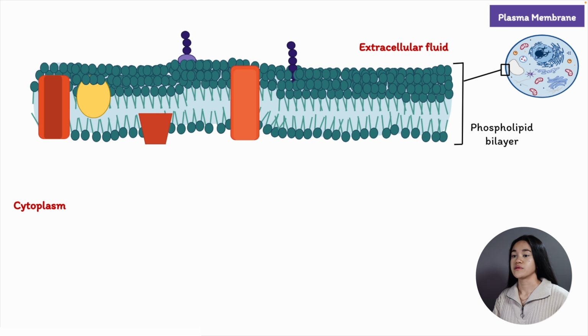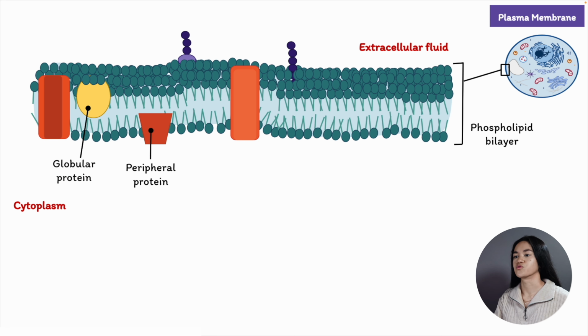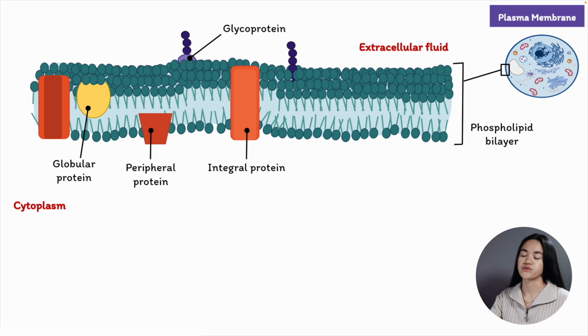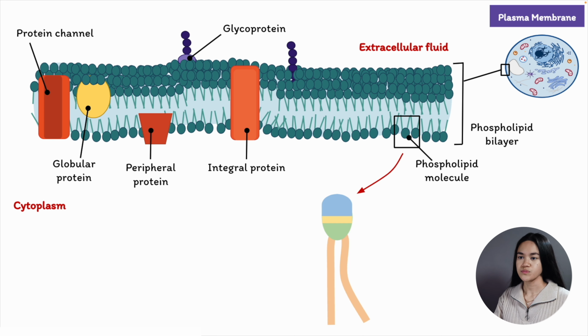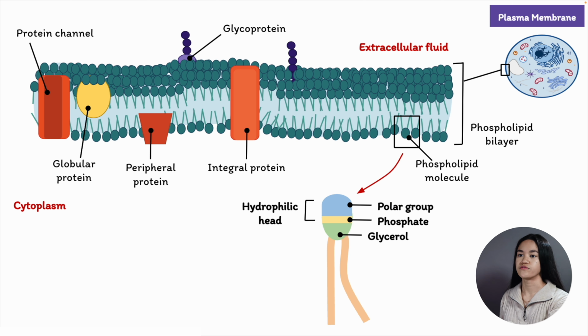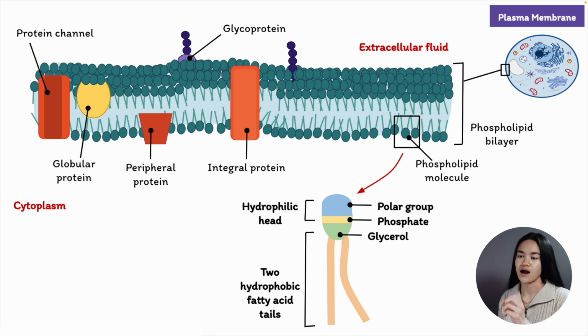The plasma membrane and the membranes of organelles consist of a double layer or bilayer of phospholipids with various proteins embedded in it. We have some globular proteins, peripheral, integral, and glycoproteins shown here, and a protein channel. Let's zoom in on the structure of a phospholipid. It consists of a polar head or hydrophilic head, water-loving, and two hydrophobic or non-polar hydrocarbon tails. It's scared of water.